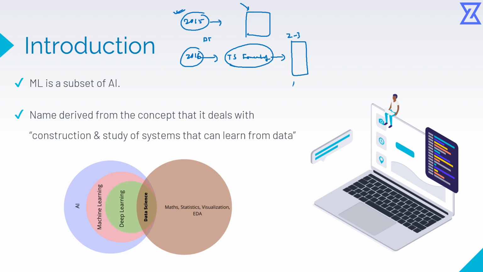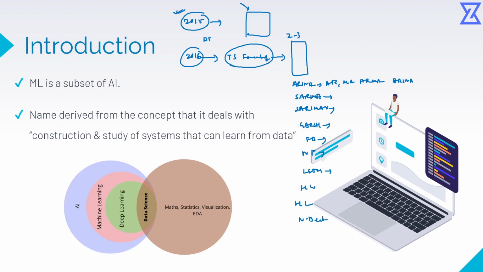There is ARIMA. Inside ARIMA, there are multiple flavors like AR, MA, ARMA, ARIMA. We have seasonal ARIMA, SARIMA, which I call it as Sarima, but it's not the right term. SARIMAX, GARCH, Facebook Prophet, Neural Prophet, LSTMs, Holt-Winters, Holt's Linear, N-BEATS. At least 20 to 30 algorithms I know, and I have worked on each and everything.